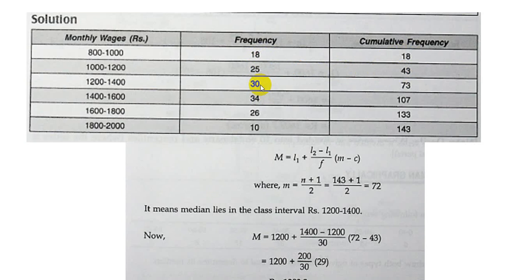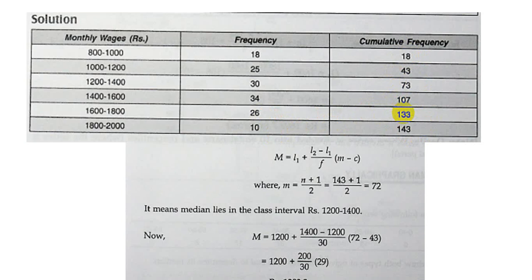And for the third cumulative frequency, add all these three items, or simply 43 plus 30. 43 plus 30 becomes 73. 73 would be the next cumulative frequency. And then next is 107. How do we get 107? Just add up 73 and 34. 73 and 34, 107. 107 plus 26, 133. 133 plus 10, 143. So in this fashion we calculate the cumulative frequencies.